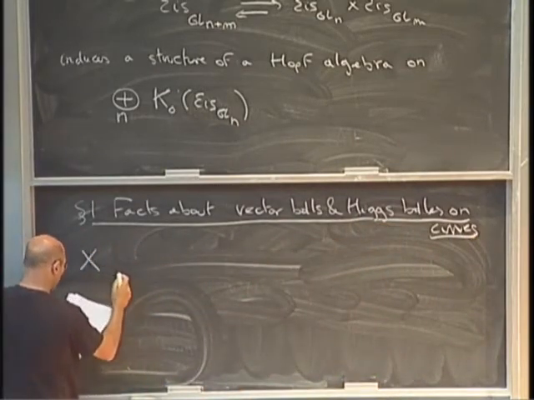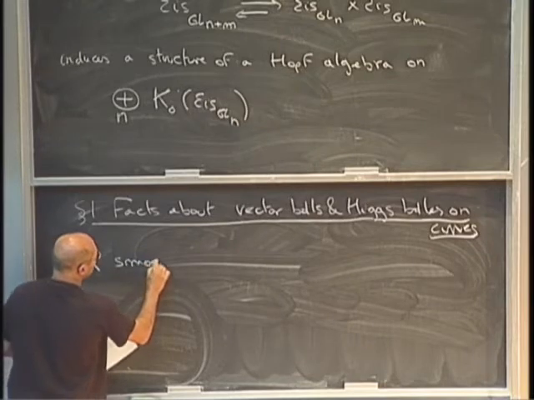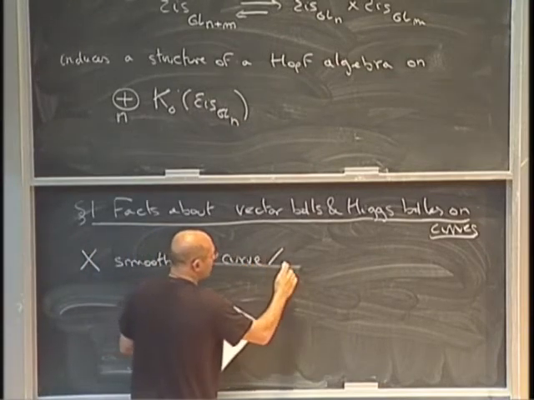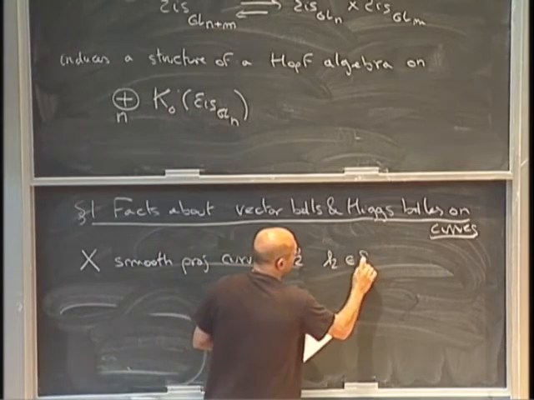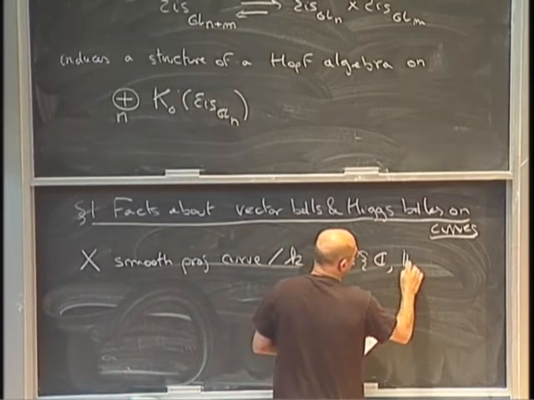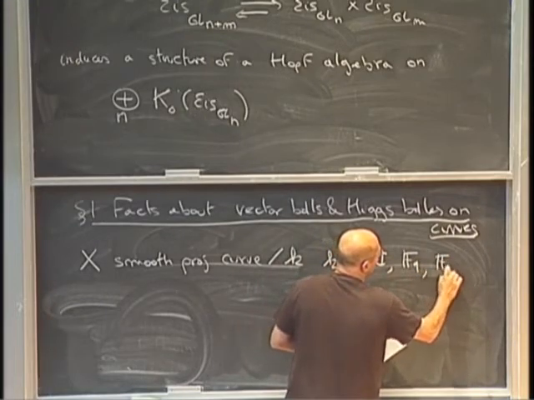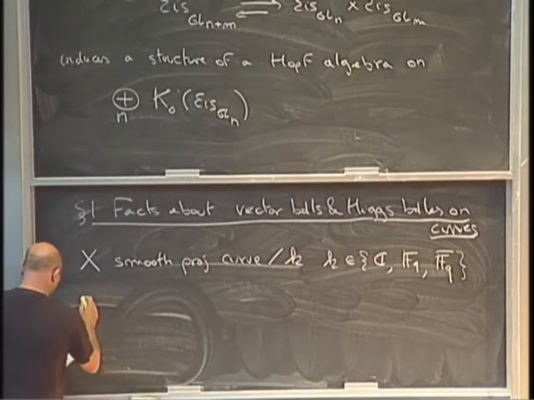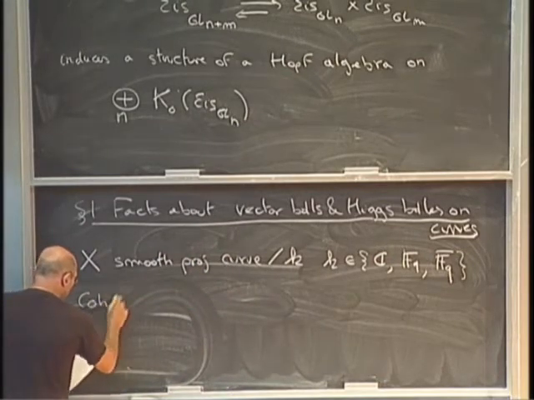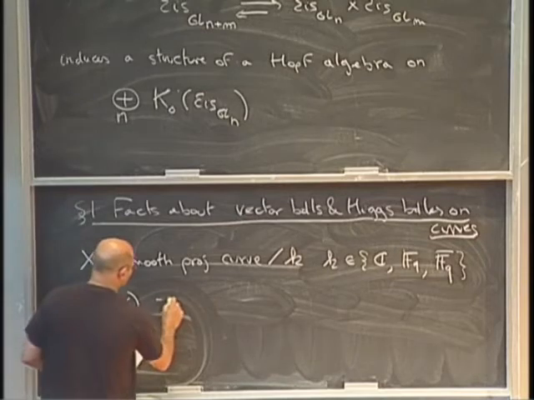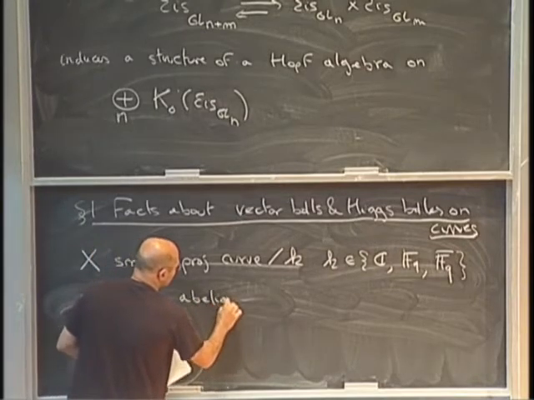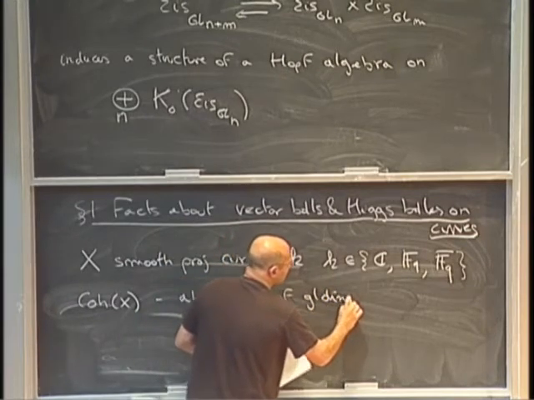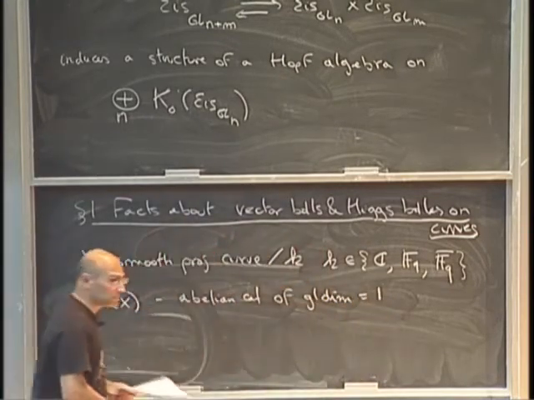We let X be as before, a smooth projective curve over a field K, and K can be C, can also be F_q, can be F_q bar. And so let me just write again, coherent sheaves on X. This is an abelian category of global dimension equal to 1.